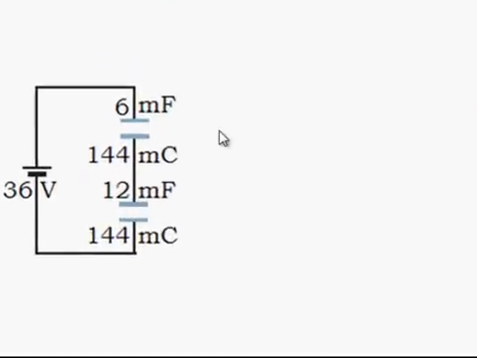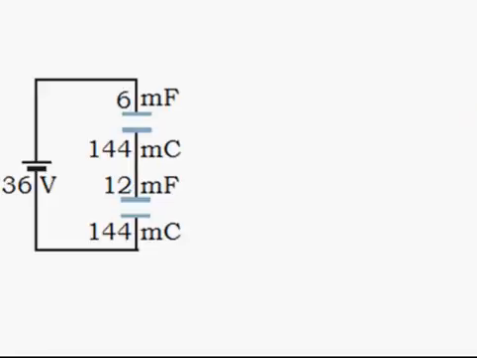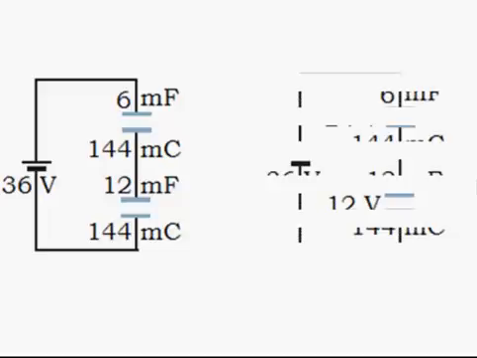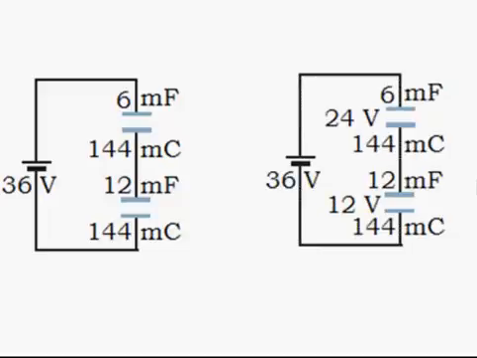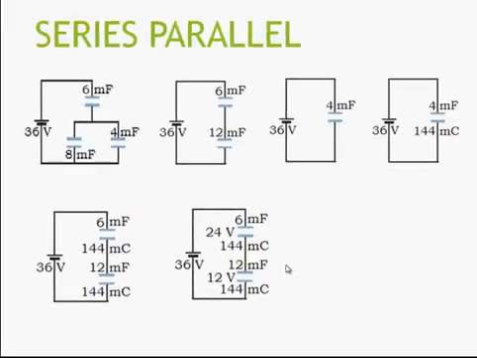Now this 12 was because of 8 and 4 in parallel. So in the next case, we will break this 12 into 8 and 4. Now, prior to solving this 8 and 4, we find the voltage across these. 6 mF having 144 millicoulomb will have 24 volt by using Q equals CV. In this case, Q, this 144, is divided by this quantity 6, which will be the voltage. So this is 24, this is 12. In this case, we have taken the 6 and 12 and found the respective voltage.